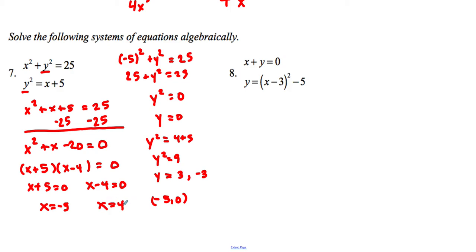So that's weird. When we plug in 4, we get two answers. So that means we're going to end up with two more solutions. We're going to have the point 4, 3, and we're going to have the point 4, -3. So this one actually has 3 solutions.